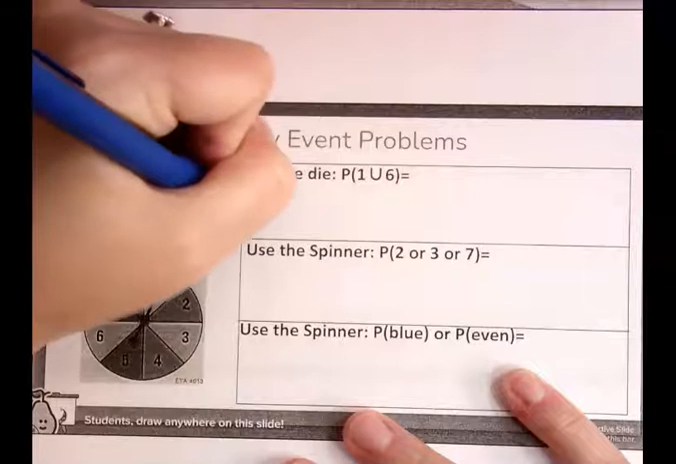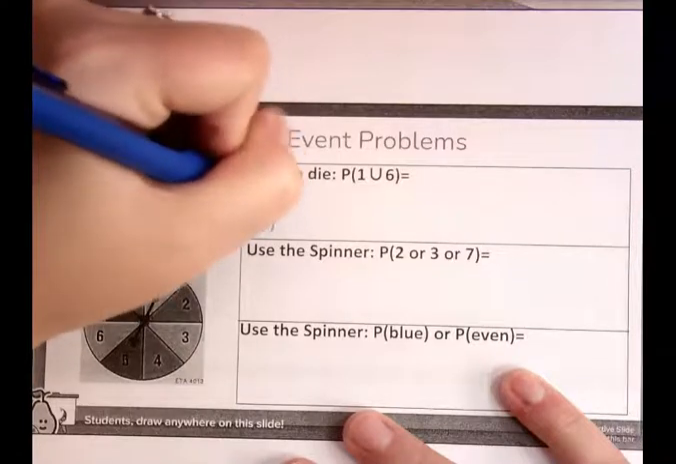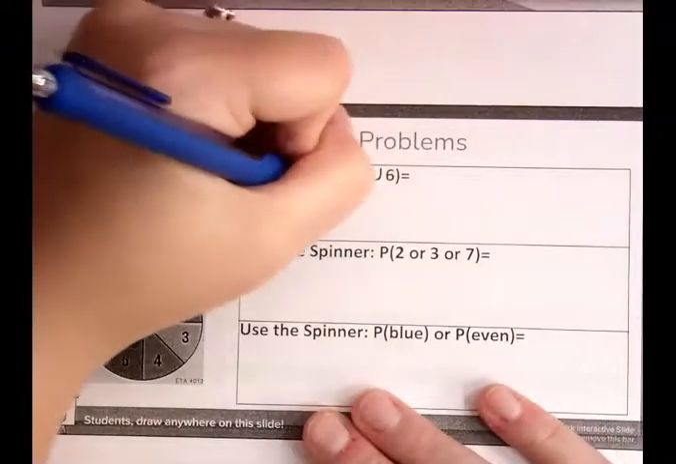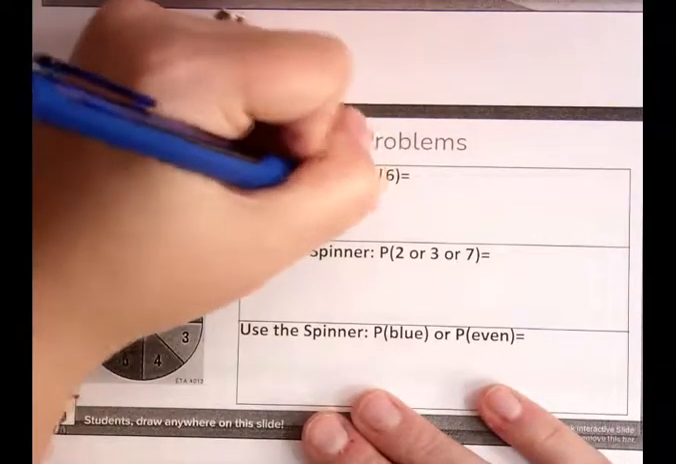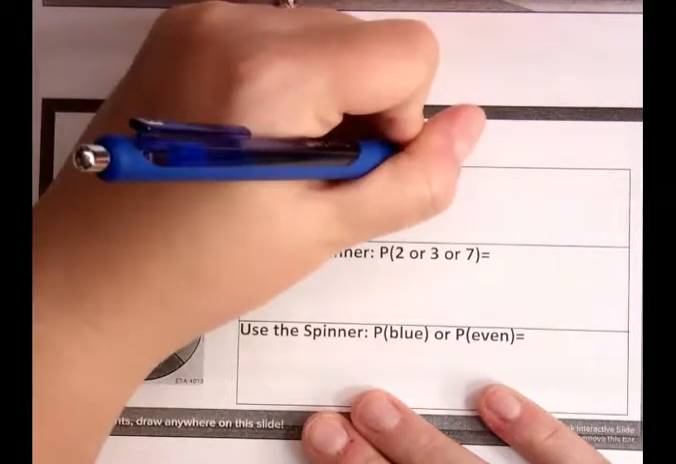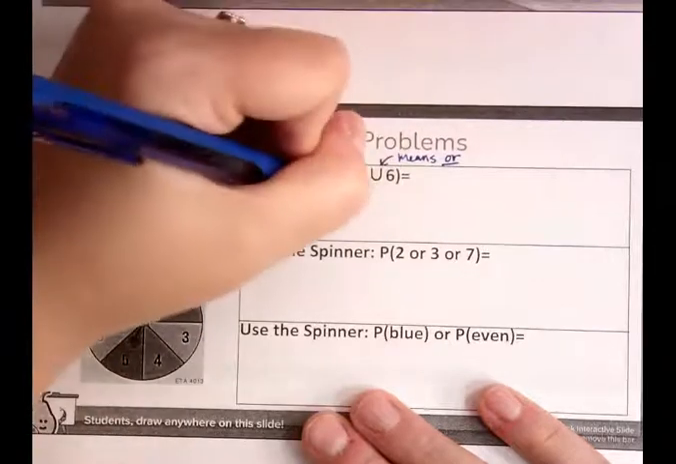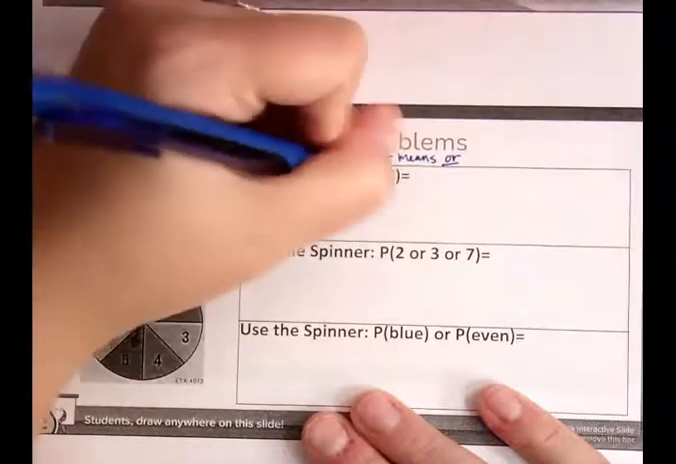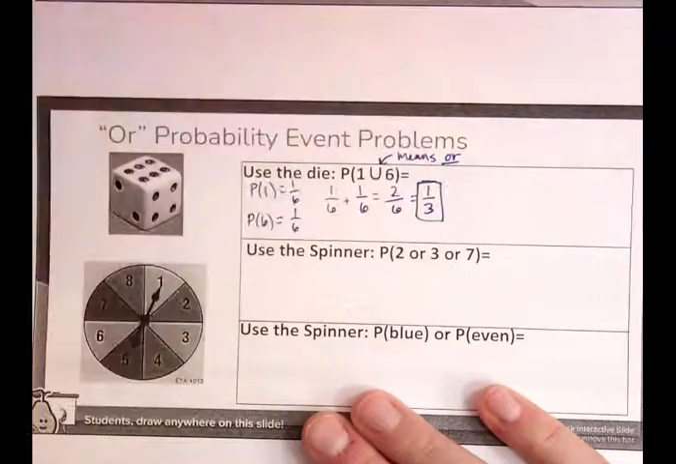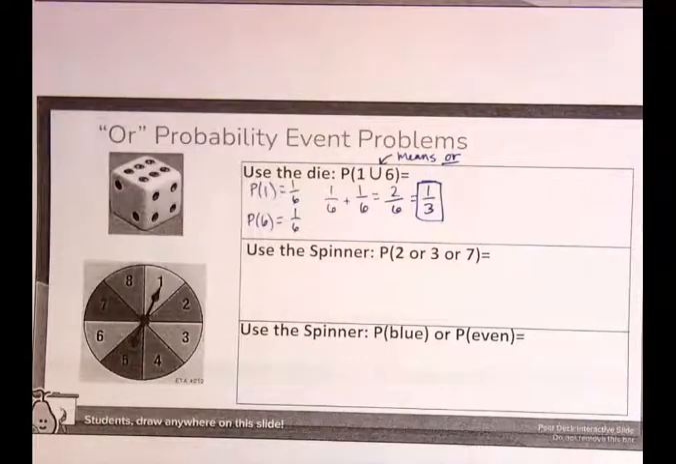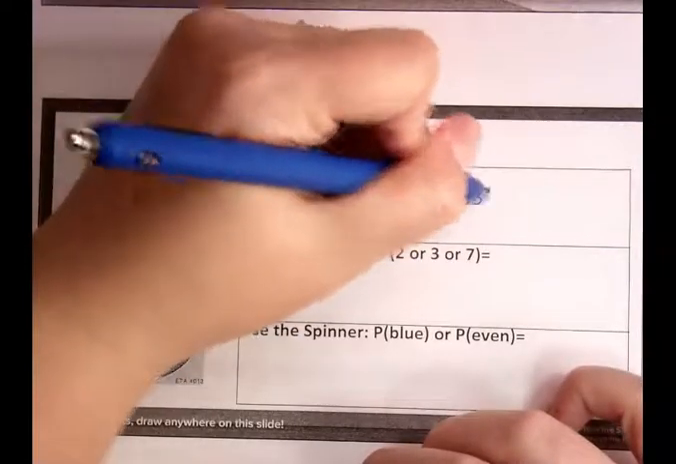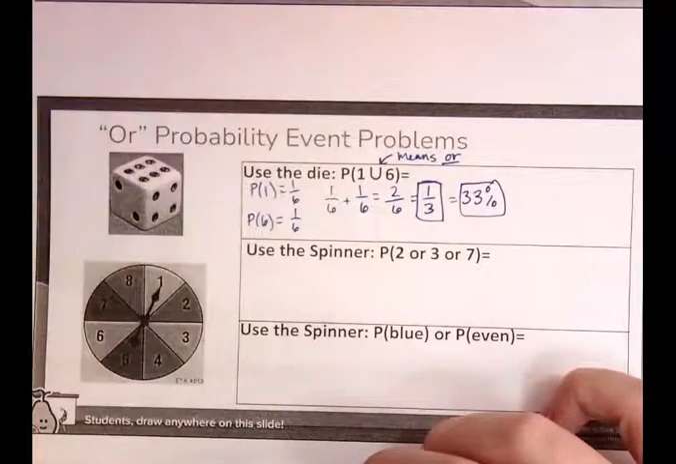Probability of 1, probability of 6, they're both 1 over 6. So if you notice, it's the same as the example before. You're going to add them because this means OR. Two over 6 is what you get. And voila! You have a 1 out of 3 chance of rolling either a 1 or a 6, which is a 33% chance.